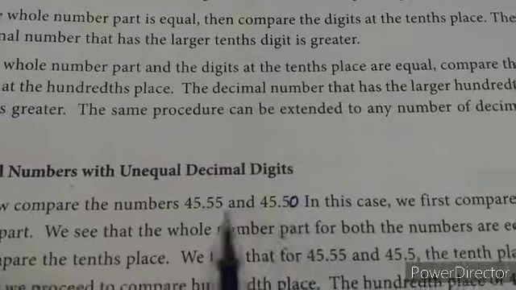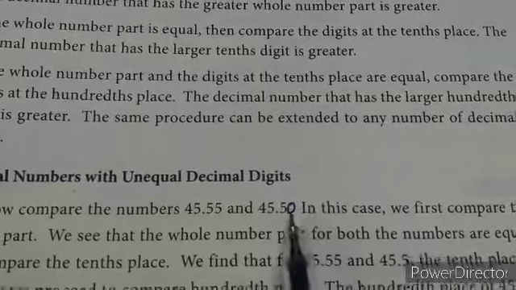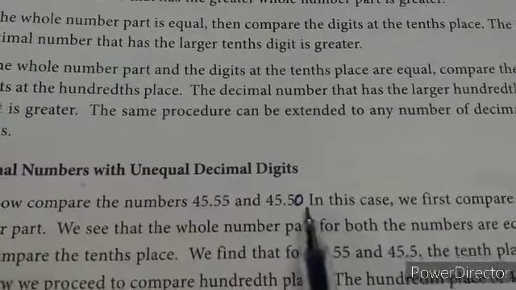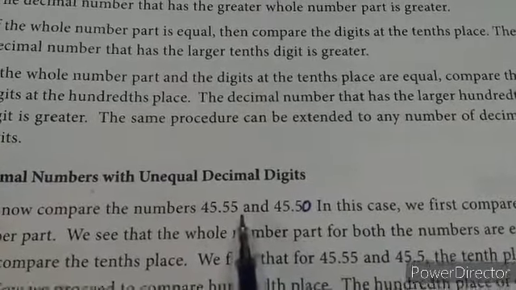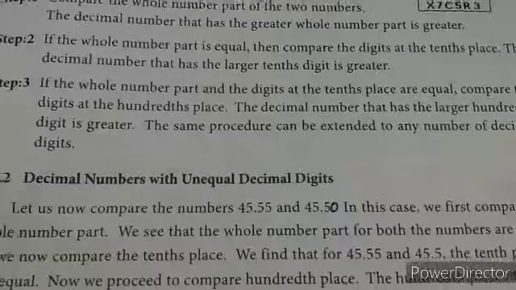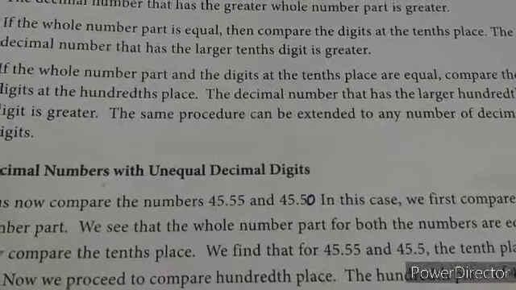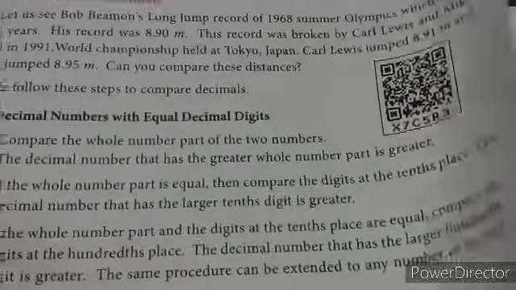Comparatively, 50 is less than 55, isn't it? So 0 is less than 5. Here 45.50 is less than 45.55. Zeros added to the right end of the decimal digits do not change the value of that decimal number. Let's move to exercise 1.3.